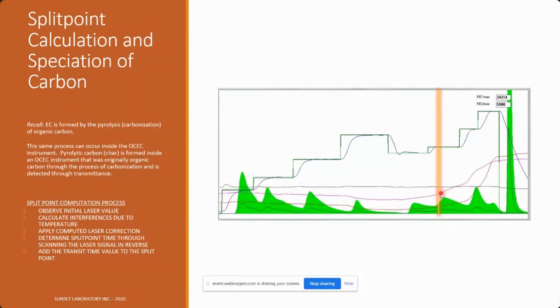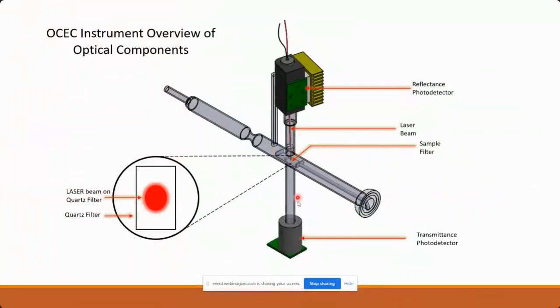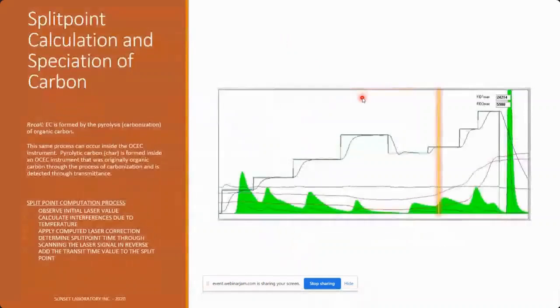The transit time is the amount of time that it takes the sample to evolve off of the filter and reach the detector. So if you recall, and sorry for going backwards here, the laser measurement is going to occur instantaneously. However, when the sample evolves off the filter and travels through the instrument, this could take a few seconds to reach the detector.